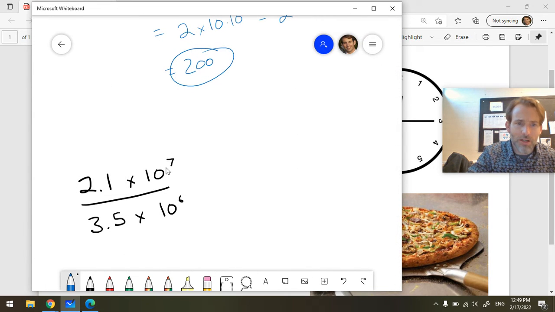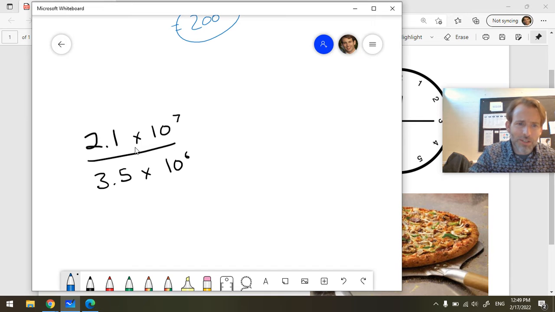And let's try this one here. Well, notice here, we don't have integers. 2.1 is not an integer. It's a rational number. 3.5 is also a rational number. But because we're multiplying those by tens, they become integers again. The decimals go away. So let's take a look.